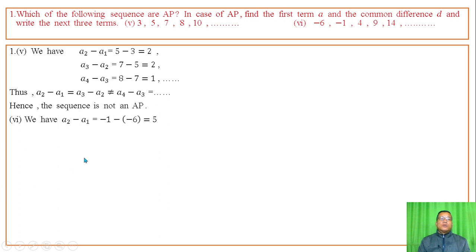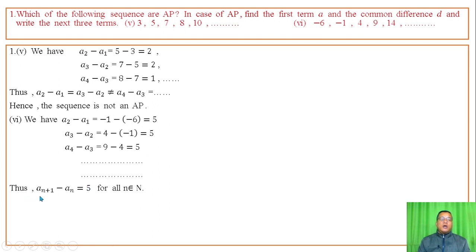Roman number 6. We have a2 minus a1, the second term minus the first term. The second term is minus 1 and the first term is minus 6, so minus 1 minus of minus 6 gives 5. a3 minus a2 is 4 minus of minus 1, which is 5. a4 minus a3 is 9 minus 4, which is 5, and so on. Thus, a of n plus 1 minus a of n is 5 for all n belonging to N. Hence, the sequence is an AP whose first term is minus 6 and common difference is 5.